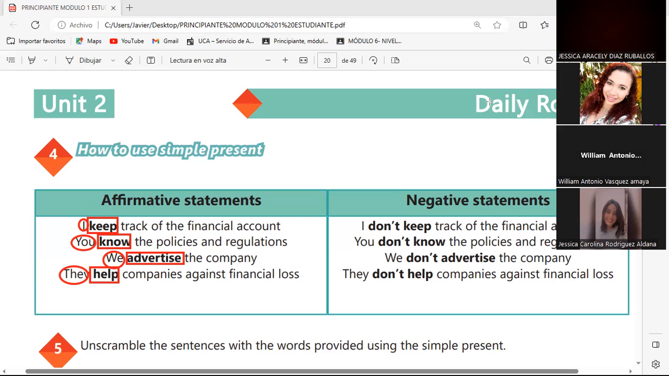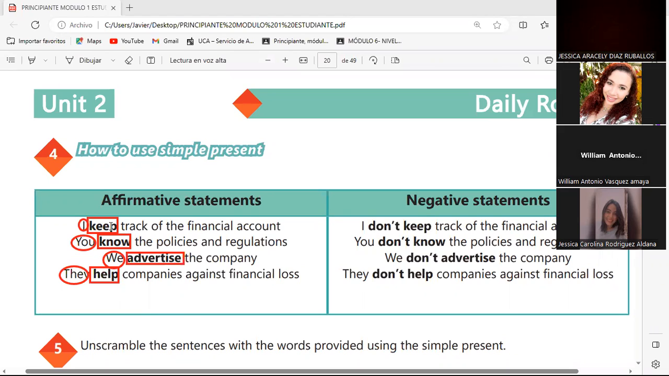Right? William Antonio is in Cujucuyo. Ah, no, sorry. Not in Cujucuyo, right? In San Salvador. So, excuse me, William. In San Salvador, right? But no action. This is the verb to be. But when we talk about the simple present, we have action. You know, keep, know, advertise, help, you know, action.